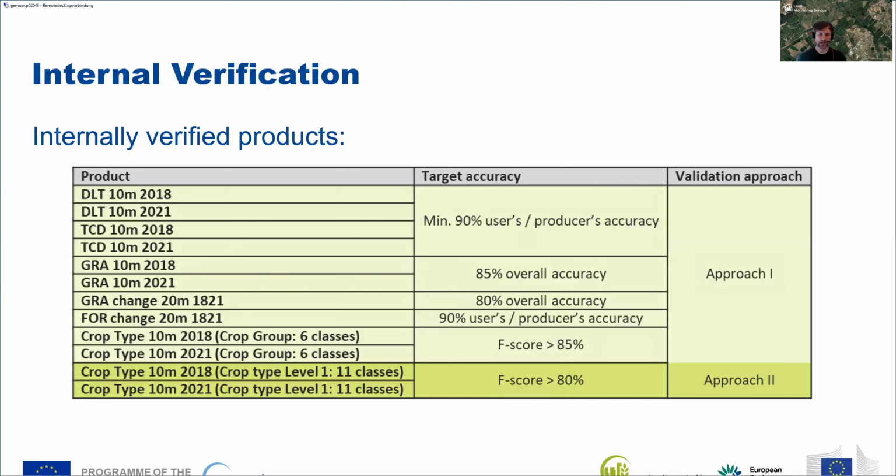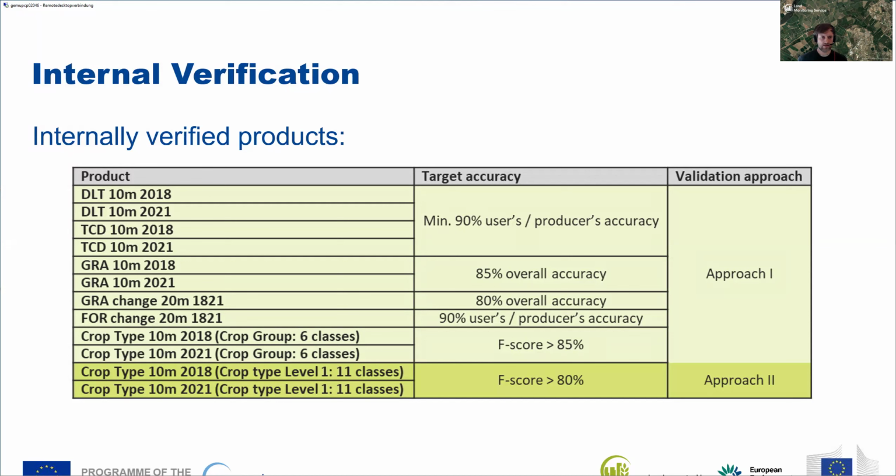Those are aggregated to 6 classes, and then these 6 classes get checked during this verification process. And then there is a specific second approach used for the crop type verification, which again aggregates these 17 crop type classes into 11 classes, and verification is done based on these 11 classes. In the center of this table, you see the accuracy targets for each of the products.